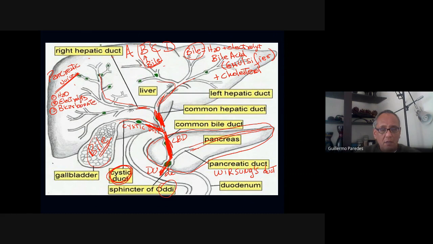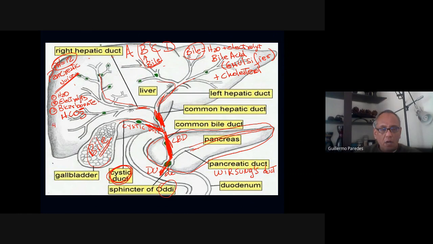Bicarbonate is written like this, so you need to know both ways to write it down: HCO3 negative, bicarbonate. In the exams, I can put HCO3 or I can put bicarbonate, whatever. And this bicarbonate is what gives the pancreatic juice a pH of 12. Huge, important to know. So the gastric acid, pH 2. Pancreatic juice, pH 12.